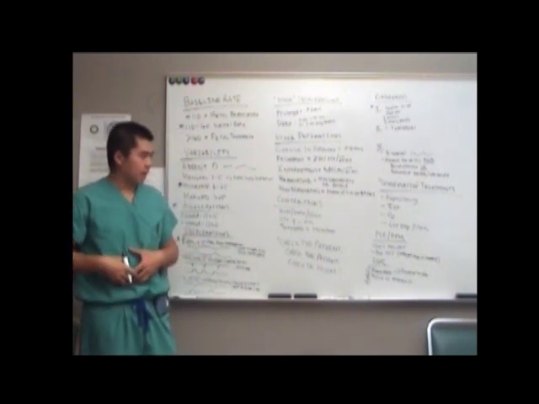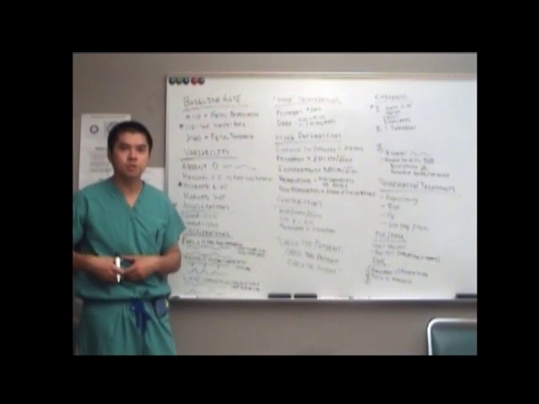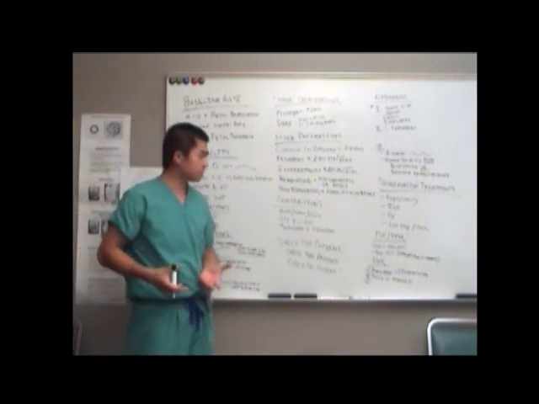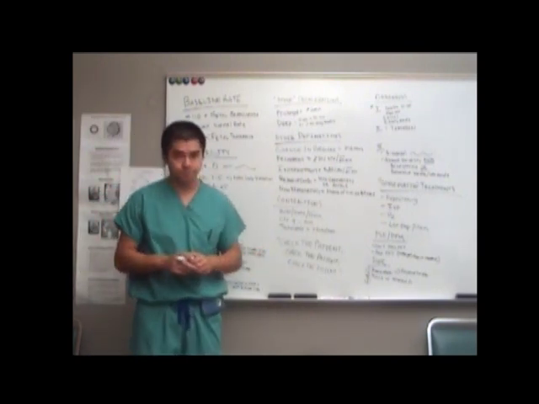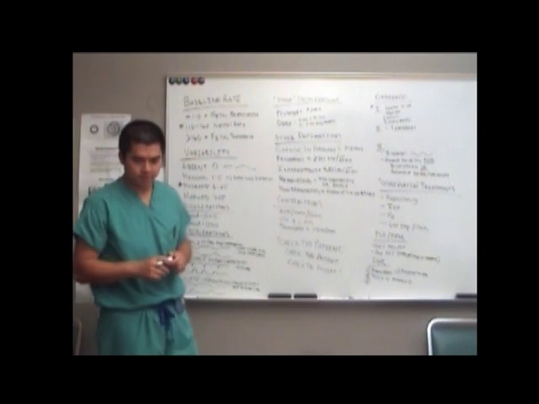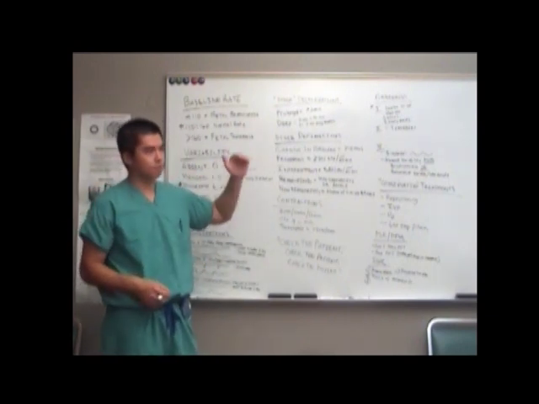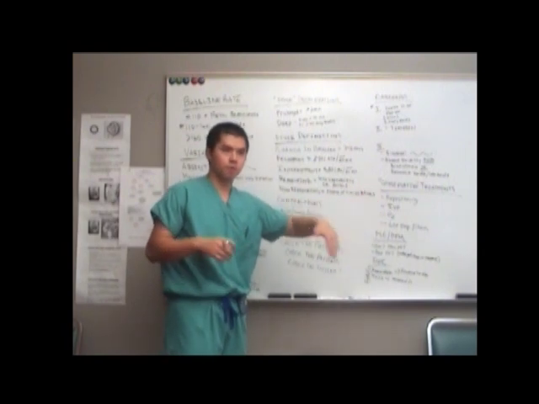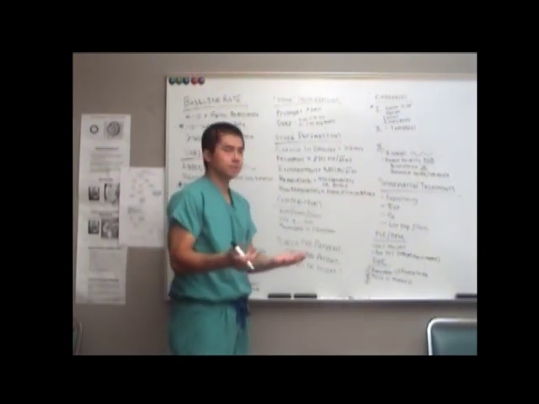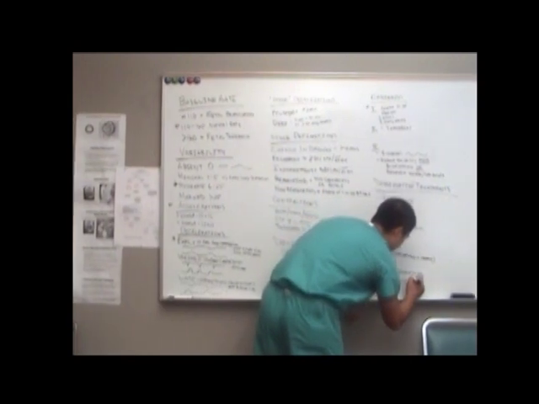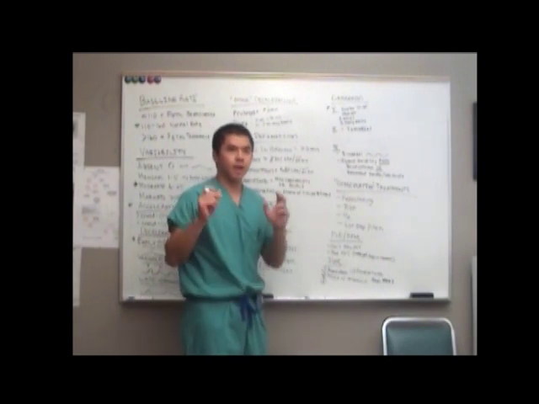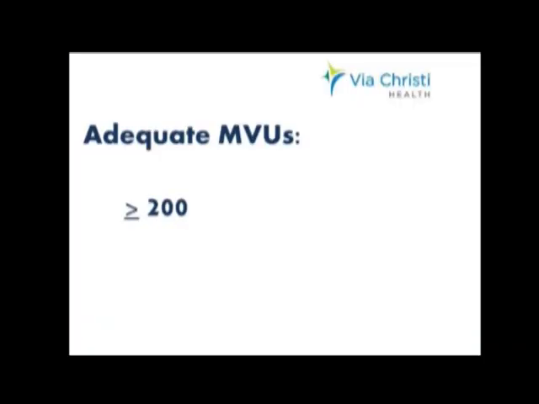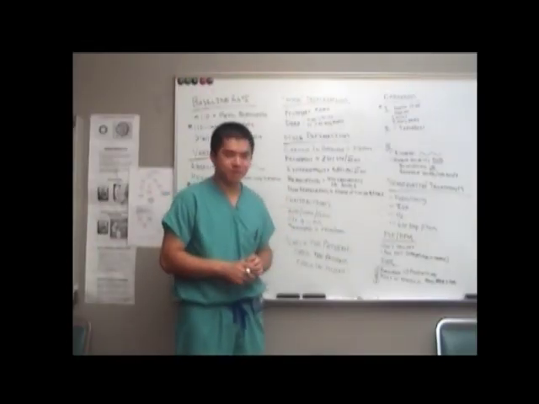The tocometer on the outside, does it tell you how strong the contractions are? Nope, it just tells you when the contractions occur. The IUPC tells you how strong they are, so that's why you can calculate your MVUs. How are your MVUs calculated? Yep, it's the height of your contractions added up over a period of how long? 10 minutes. And you want your MVUs to be greater than or equal to what in order for them to be considered adequate? 200 MVUs is the cutoff for adequacy. So what is the third reason to put in an IUPC?